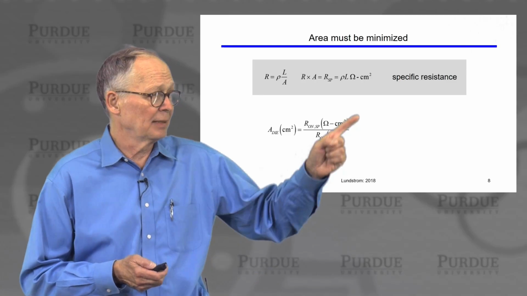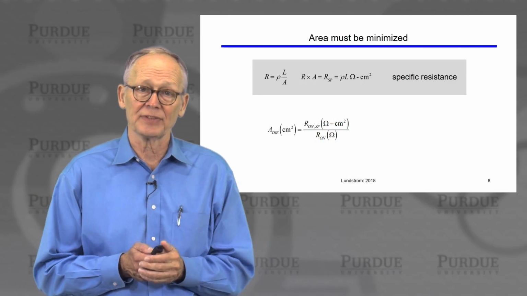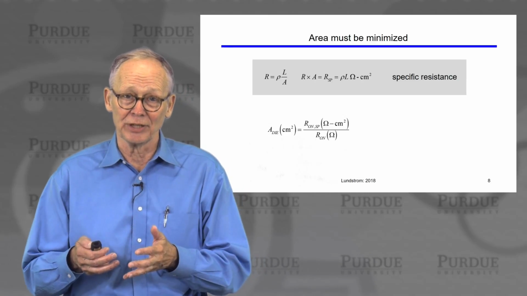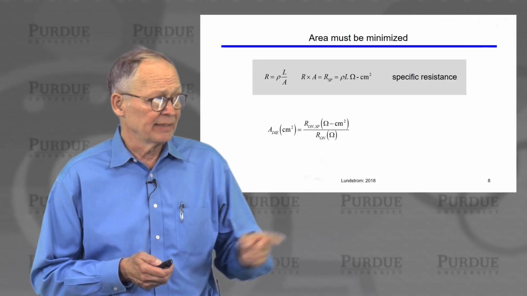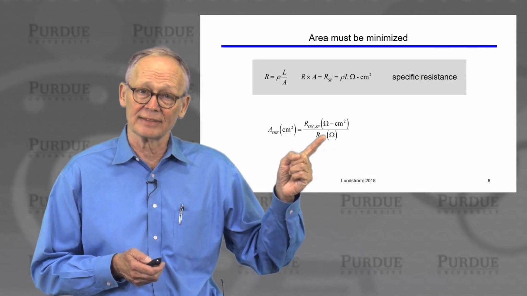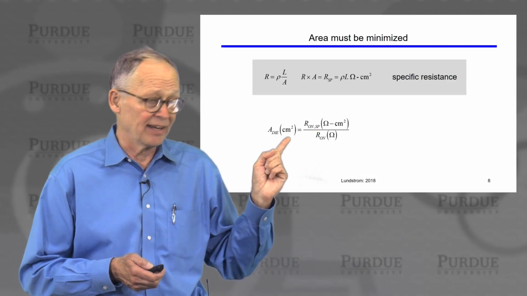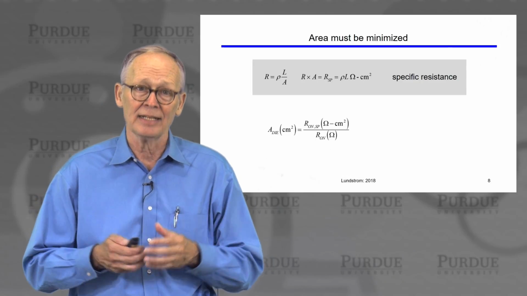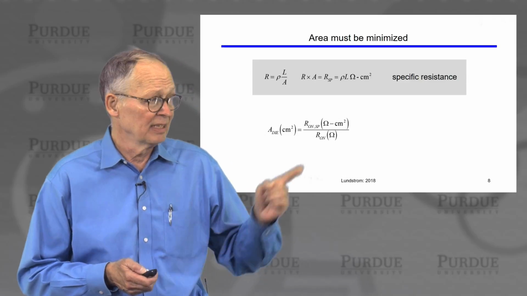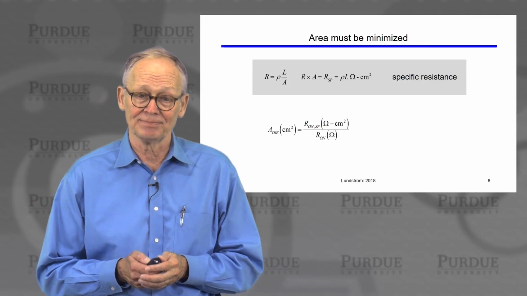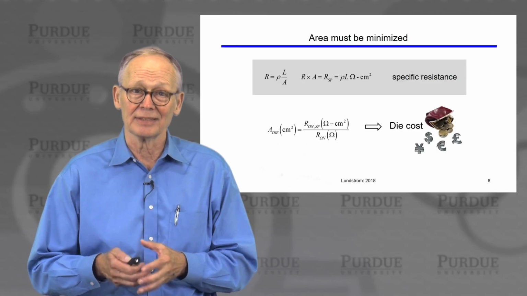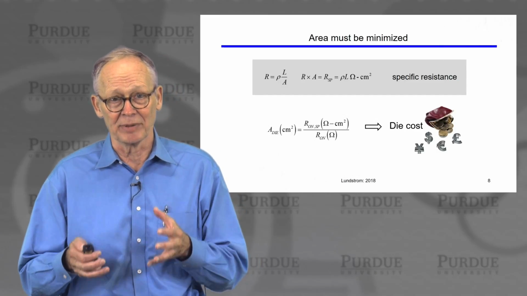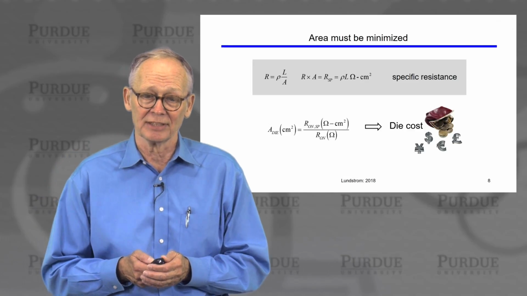So if I have some technology that gives me a certain specific resistance, the units of specific resistance are ohm centimeter squared, resistance times area. Then if I have some target on resistance I need for the application, the area of the silicon die or semiconductor die that I need in order to achieve this on resistance is going to be given by this simple expression. Area is important because it translates to cost for the power semiconductor device. We want to keep the area as small as we can.